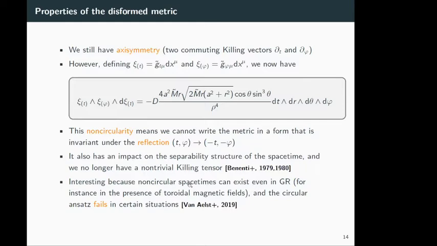And this feature is interesting because such non-circular spacetimes can actually exist in GR, for instance, when you have meridional flow of matter. And in the context of modified gravity for numerical simulations, it was shown that the circular ansatz sometimes fails. So it seems that this circularity is taken for granted basically all the time, but it's not necessarily a feature of black holes in modified gravity.